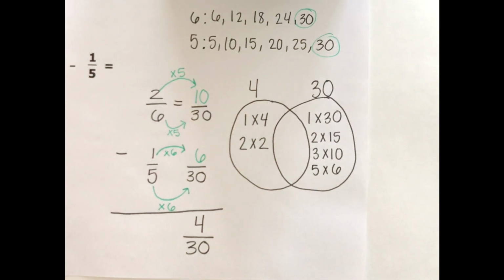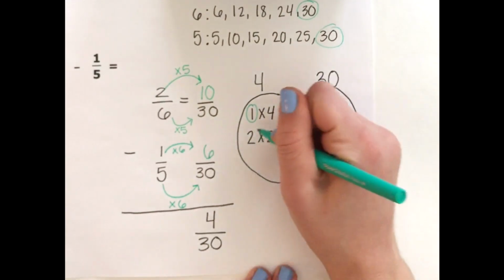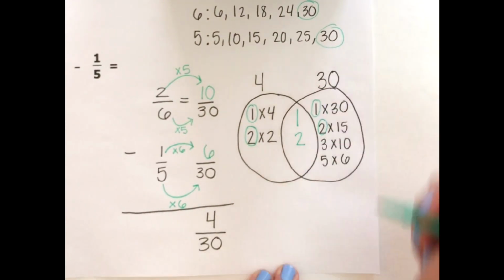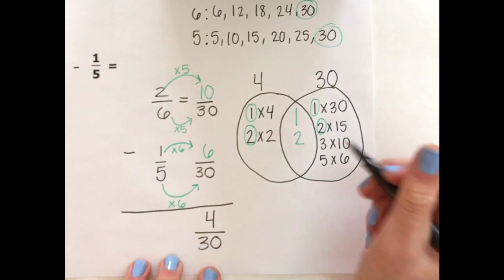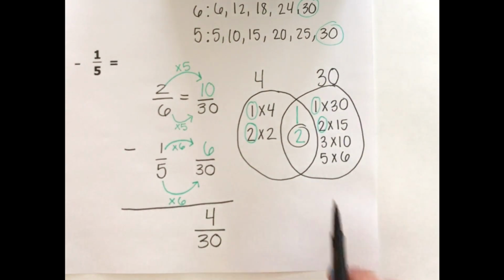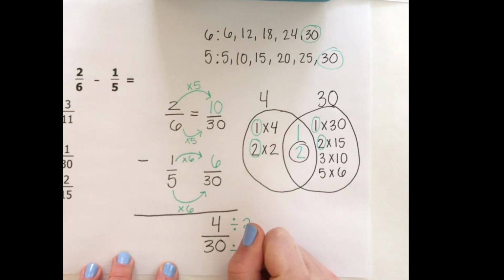The numbers that they share or have in common are 1 and 2. They don't share any other factors. So now we're going to find the greatest common factor, so the biggest one that they share, and that would be 2. So now I'm going to use this number to simplify or break down this fraction because we want to have it in the simplest form. So my GCF, or greatest common factor, is 2. So we are going to divide by 2 on the top and on the bottom.